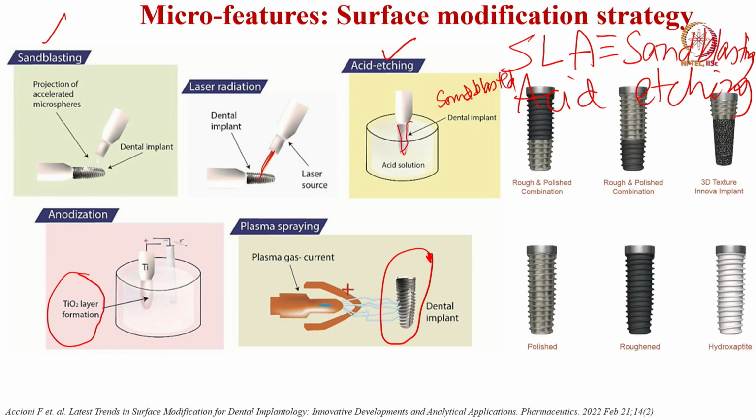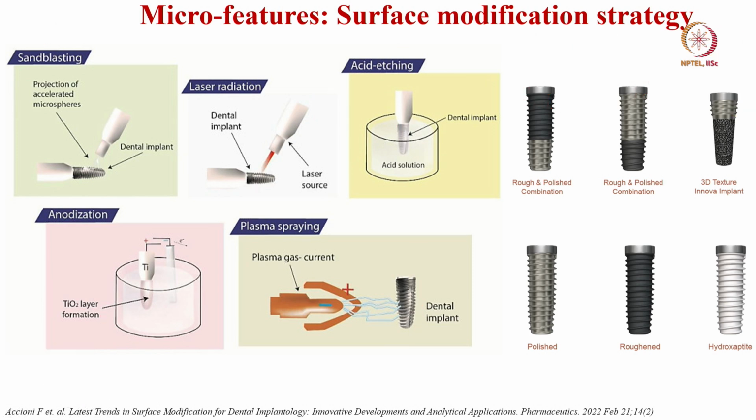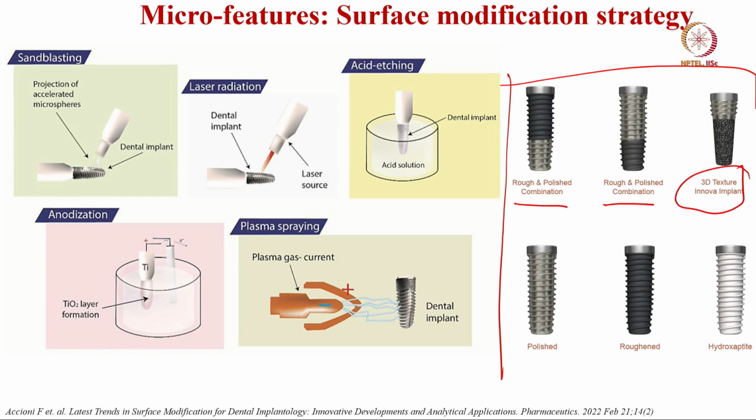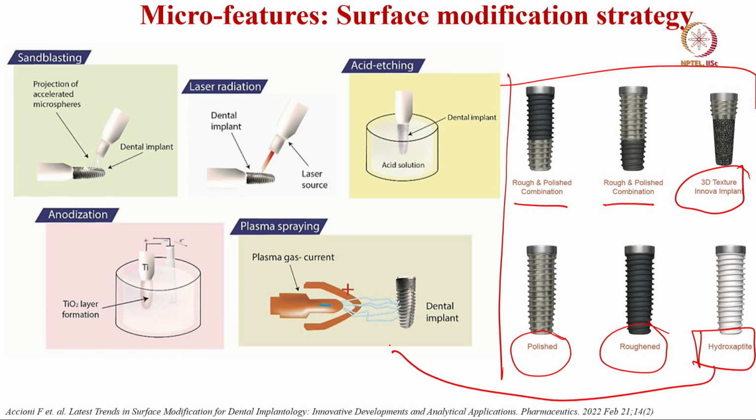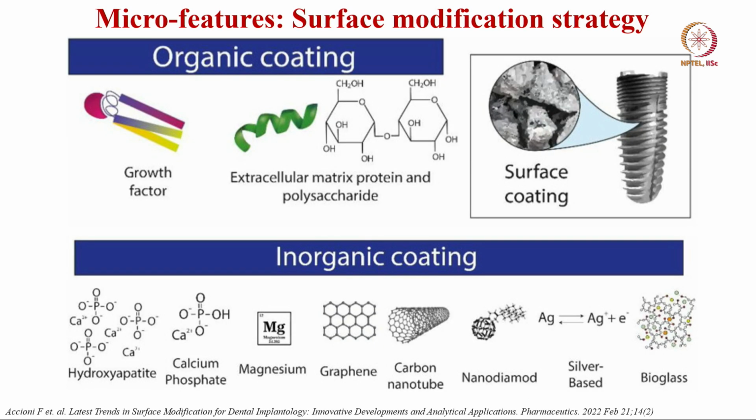What you can see on the right hand side here is the rough and polished combination. This is the 3D textured implant, which is also commercially used. Then you have polished dental implants, and you have roughened, sandblasted and hydroxyapatite coated ones. The hydroxyapatite coated implants, as I said, come from plasma spraying of hydroxyapatite. Okay, so what is the other surface treatment modification strategy?